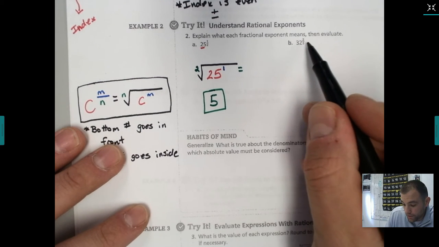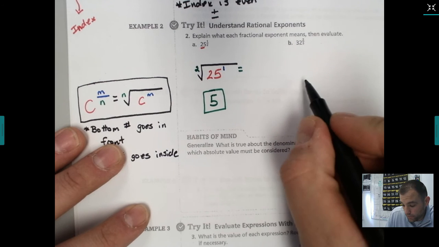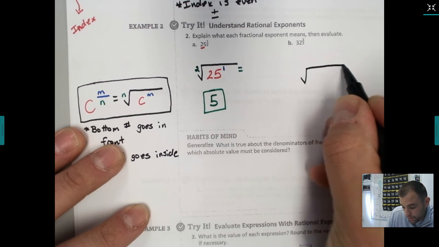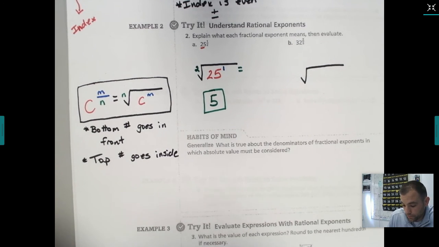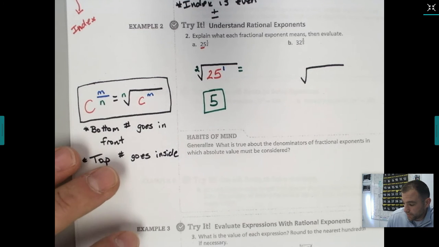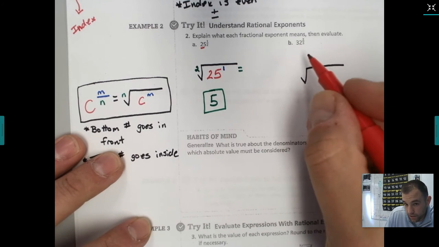So I want to rewrite this. This is a fraction exponent, right? So I want to rewrite it in radical form. So I put my big radical symbol. The C value, remember, the thing that has the exponent, is 32.